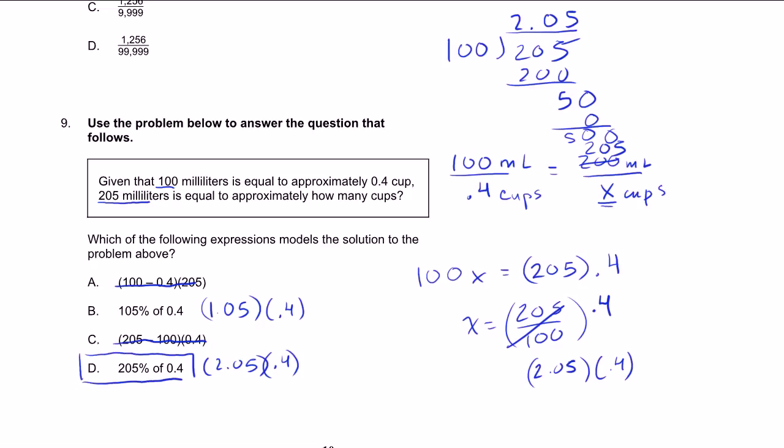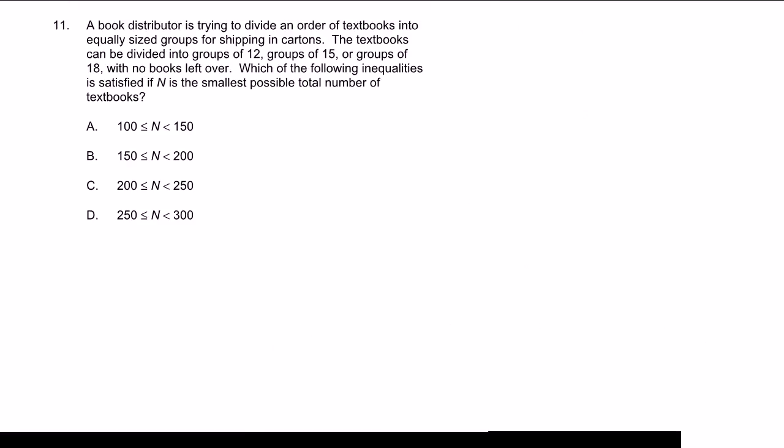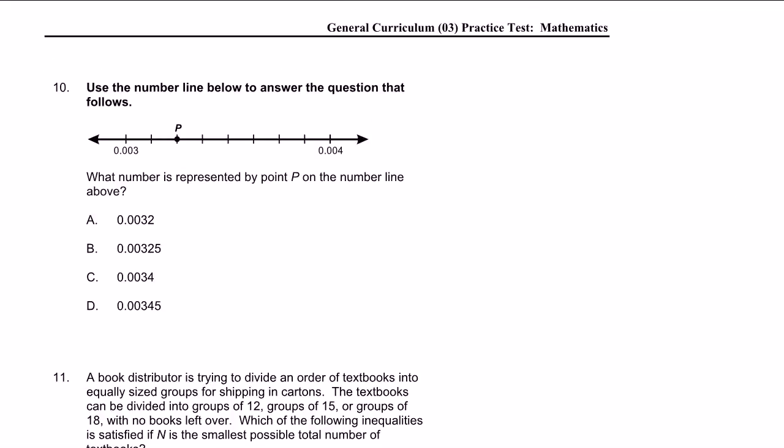Next problem. All right. We are on problem 10. I'll switch colors. Use the number line below to answer the question that follows. Okay, we have a number line. What number is represented by point P on the number line above? Okay, so they give us two endpoints, 0.003 and 0.004.